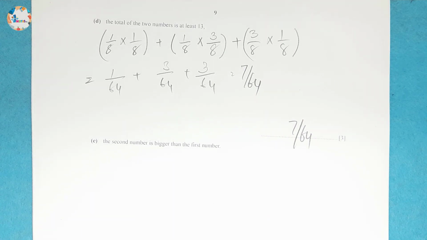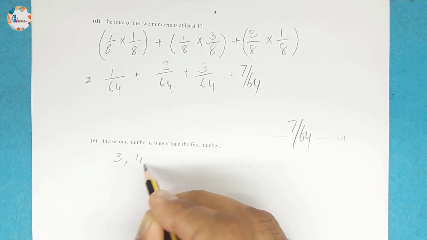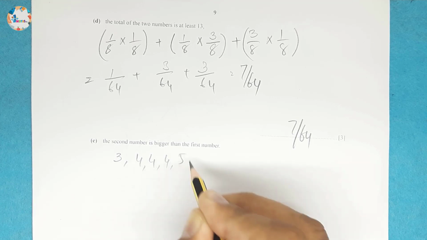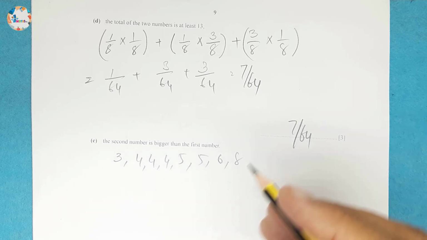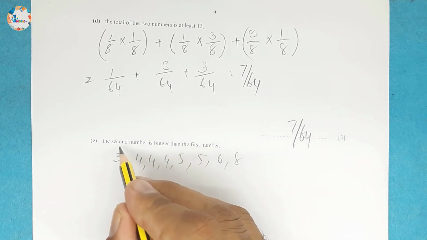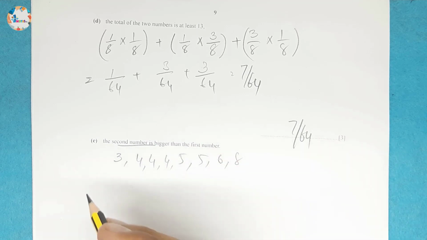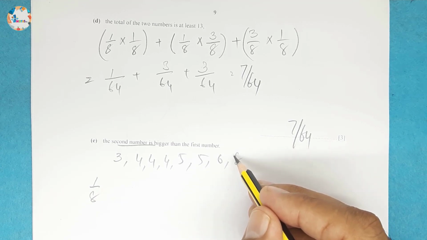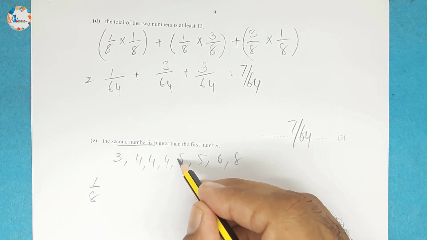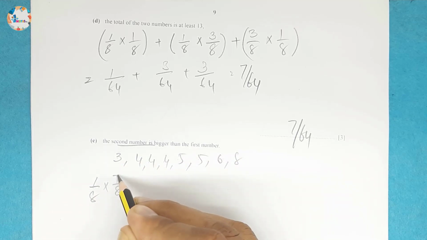The second number is bigger than the first number. So what can be the options for that one? We have these numbers 3, 4, 4, 4, 5, 5, 6 and 8. Basically these are the given numbers. So the second number is bigger than the first number. So the first number can be, for example, 1 by 8 for this one, 8, and the other numbers can be 1, 2, 3, 4, 5, 6, 7. So 1 by 8 and 7 by 8. This can be the chance.